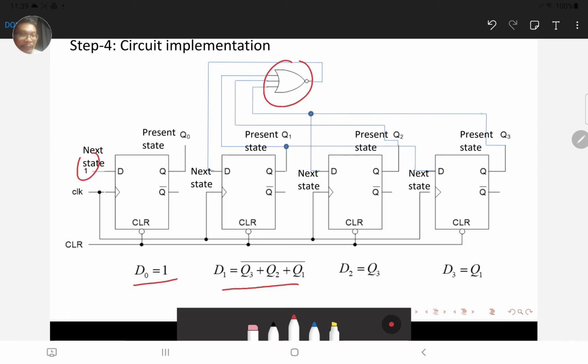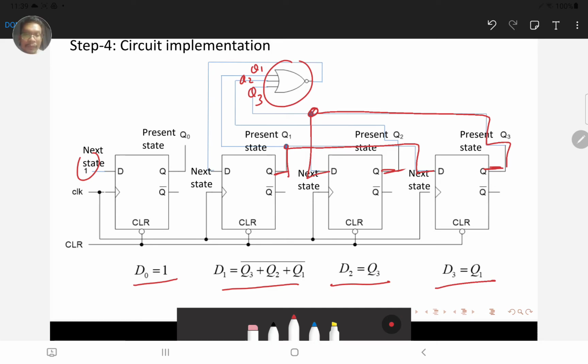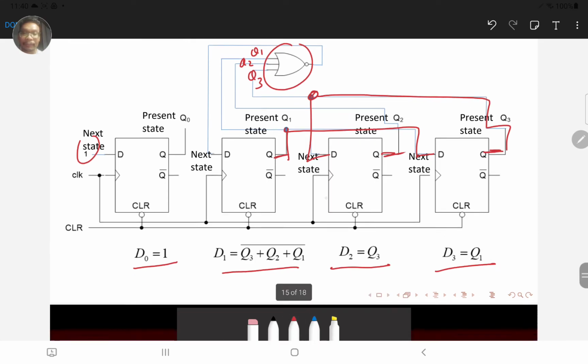Q3 is coming from here, Q2 is coming here, and this is Q1, Q2, Q3, which are all the outputs of the flip-flops. D2 equals Q3, so D2 here is equal to Q3 coming from here. D3 equals Q1, so Q1 is coming from here. So this circuit will work, meaning that it's going to keep transitioning from one state to another as specified in the state transition diagram.